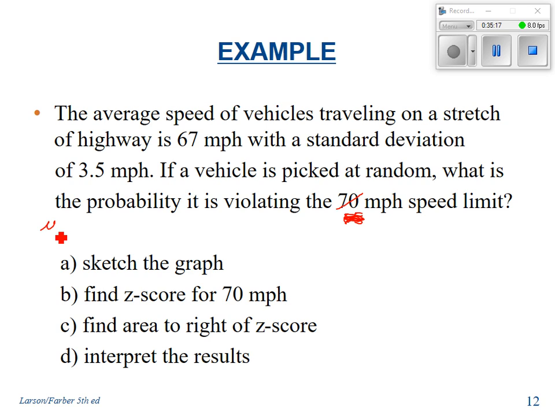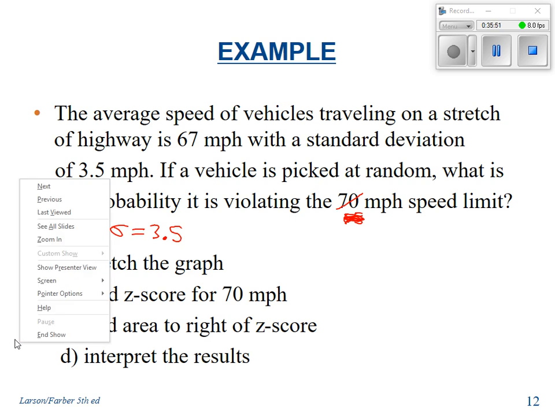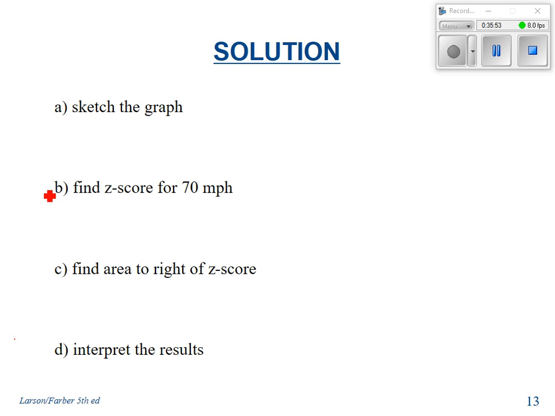So our mu this time, 67. Our standard deviation, our sigma, 3.5. And we're going to do all this stuff. We're going to sketch the graph, find the z-score, find the area, interpret the results. Again, we're going to find the z-score only for the simple fact that you need to know how to find z-scores still. Do we really have to have the z-score to be able to find the area? Not really. All right, so we're going to find it and use it both ways, see if it comes out correctly. First, we're going to sketch the graph.